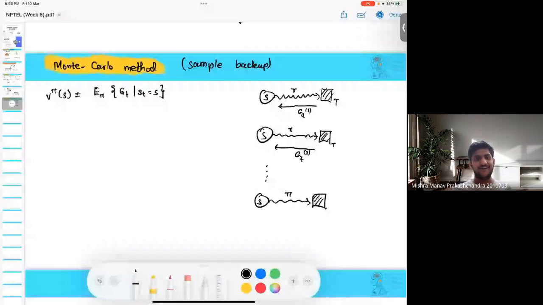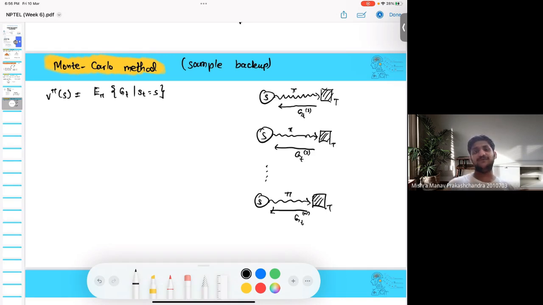Now, once I have N different returns, I can simply compute the expectation with respect to policy pi. And once I have computed with respect to policy pi, I end up with a value function. So this is a simple method wherein instead of having the full state space knowledge, I'm trying to sample a trajectory. Basically, fixing a policy pi, I am sampling the actions according to policy pi, getting the next state and so on. And I draw multiple such samples.